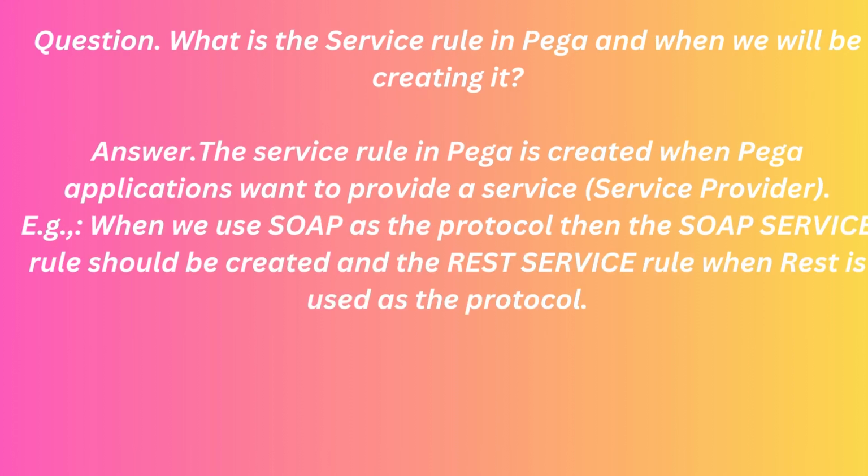Question. What is the service rule in Pega, and when will we be creating it? Answer. The service rule in Pega is created when Pega applications want to act as a service provider. E.g., when we use SOAP as the protocol, then the SOAP service rule should be created, and the REST service rule when REST is used as the protocol.